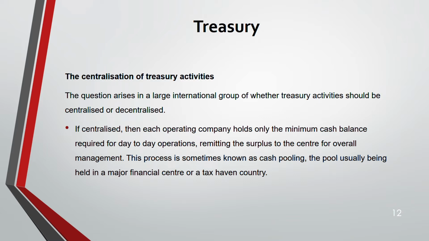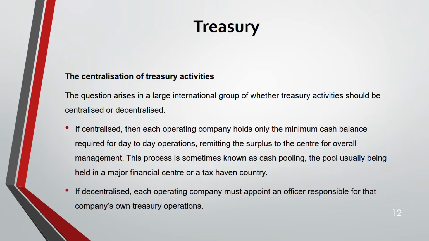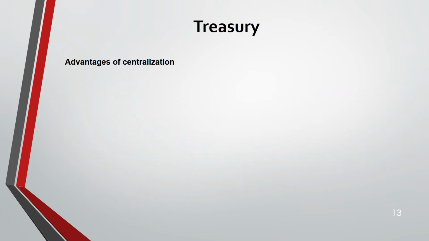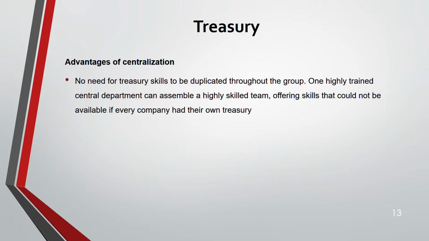That is the centralized approach. Decentralized means each operating company appoints one officer who is responsible for the company's own treasury operation. There will be many treasurers, and everyone will have one treasury operation in their country. That is decentralized. So now we need to understand the advantages and disadvantages of centralization, because this question is often asked. Advantages of centralization.